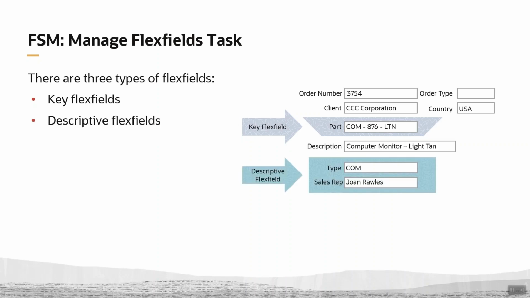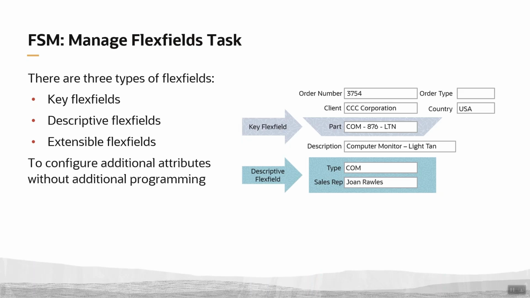Both descriptive flex fields and extensible flex fields provide an expansion space you can use to configure additional attributes without additional programming. Descriptive flex fields are stored in additional columns on the same table as that of the object, whereas extensible flex fields are stored in a separate extension table. You can use flex fields to modify business objects and meet enterprise data management requirements without changing the data model or performing any database programming.